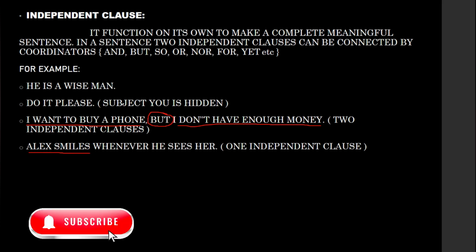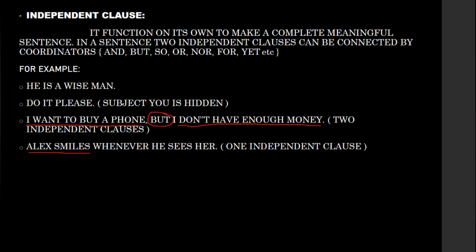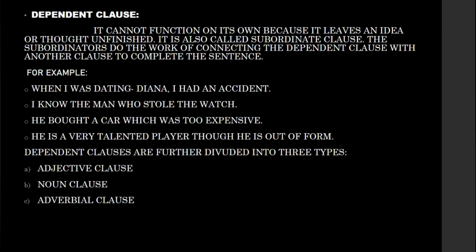It is an independent clause that Alex smiles, because Alex smiles, we can take it as different from the other words in a sentence. Alex smiles can stand alone and can give us a complete meaning. So moving towards the second type, that is dependent clause. It cannot function on its own because it leaves an idea or thought unfinished. It is also called subordinate clause. The subordinators do the work of connecting the dependent clause with another clause to complete the sentence.